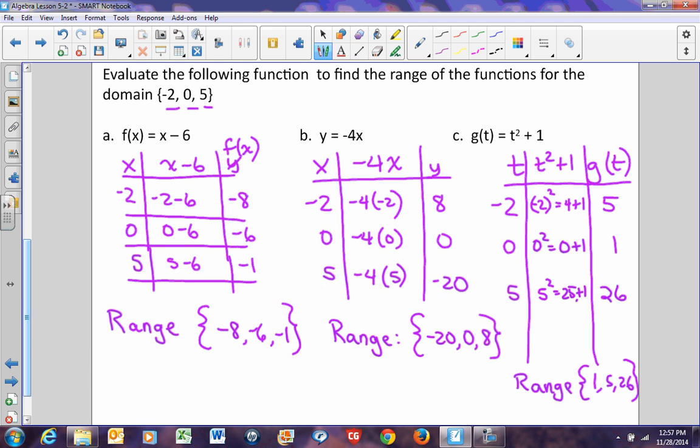This is relations and functions. Being able to tell me whether or not something is a function, does it pass a vertical line test, and being able to find the range if given a specific set of input values or domains.